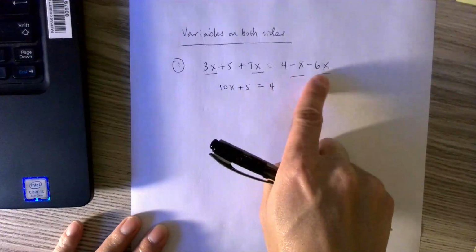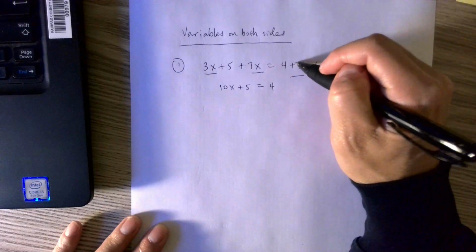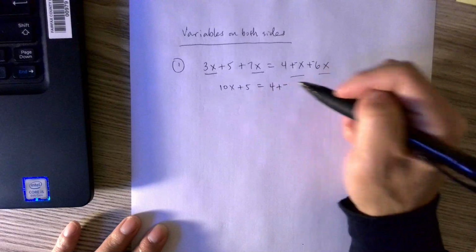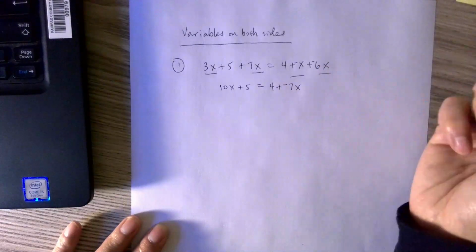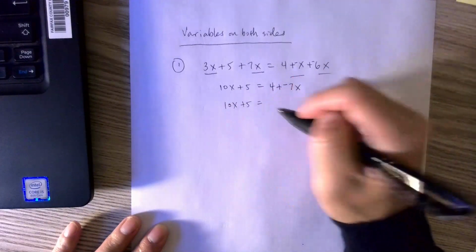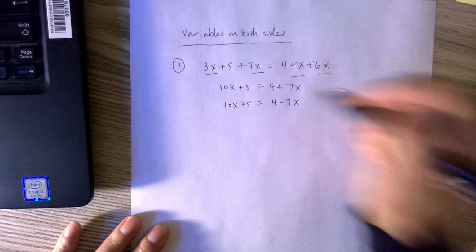And be careful with the negatives here. This is plus negative, so that's plus negative 7x. Or if you prefer, I can write that as 4 minus 7x.